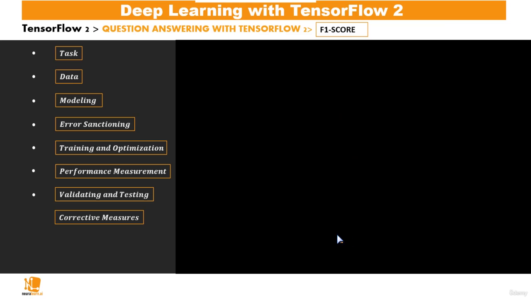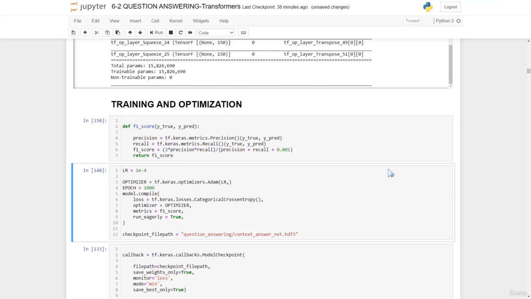Also, one of the most prominent performance measurement metrics for question answering is the F1 score, which is defined as 2 times the precision times recall divided by precision plus recall plus an epsilon. That's a very small number to avoid having an infinite output when the numerator is far greater than the denominator. We define the F1 score right here. We have the precision, we have the recall, and then we simply apply the formula we had in the slides with the value for epsilon fixed at this, and then we return the F1 score.